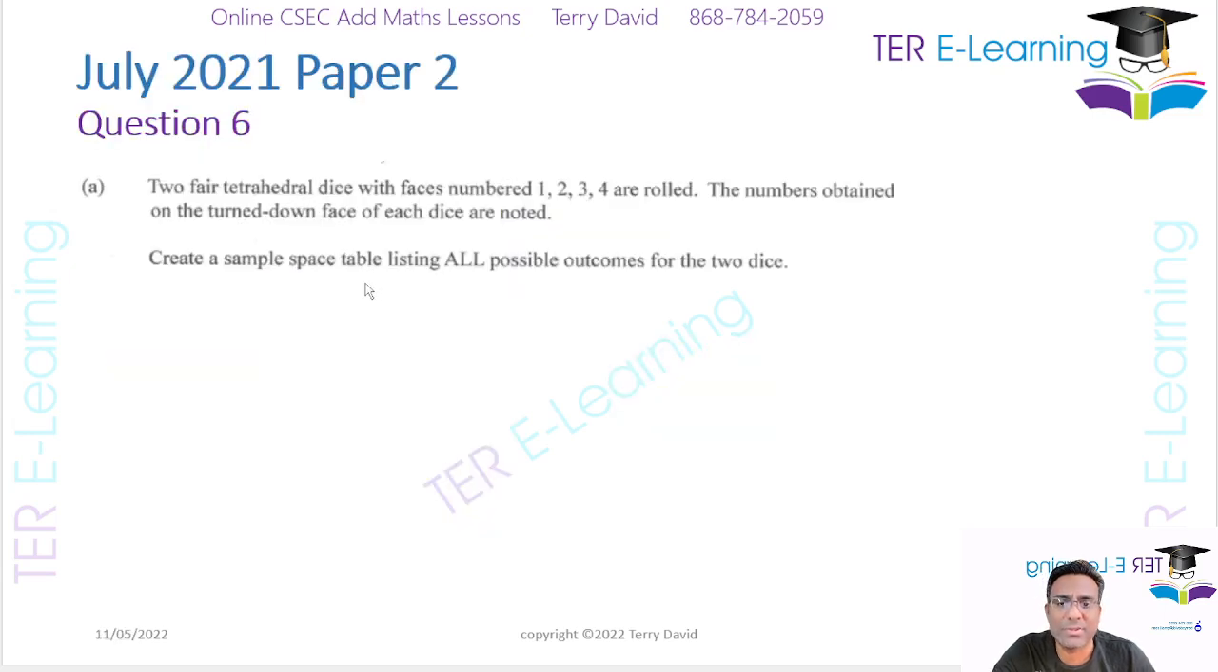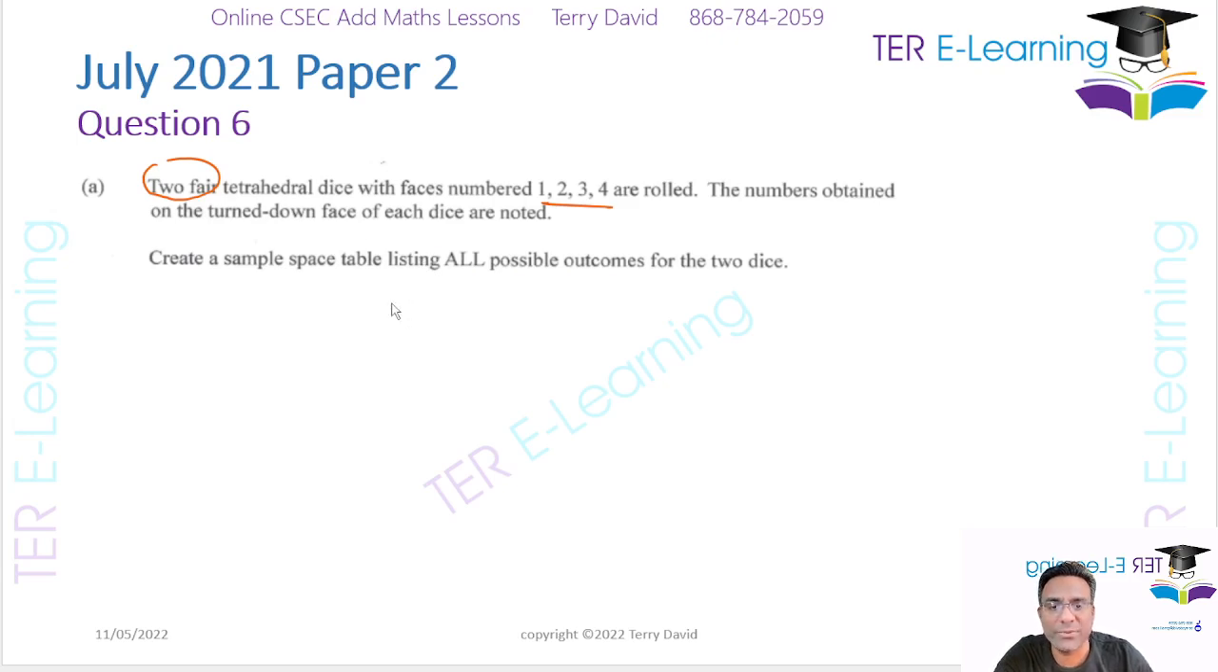Alright, so question 6 in this paper, you have two tetrahedral dice, right? You all may be accustomed to playing board games, and normally we have 6 faces. But this is what we call a tetrahedral die, and we only have 4 faces in this case. You have 2 of those, and the numbers obtained on the turned down face of each die are noted. Create a sample space listing all the possible outcomes.